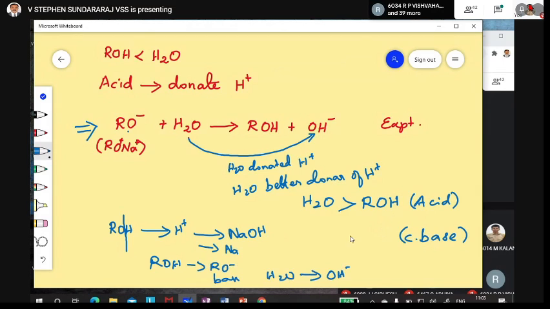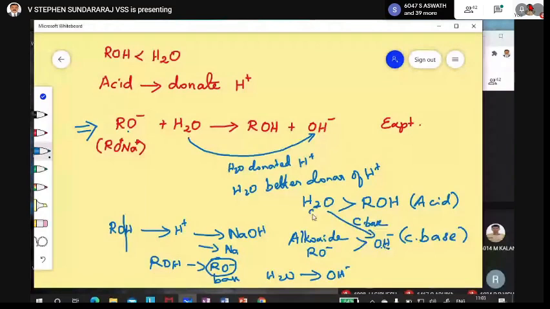Now tell me which base is stronger? Alkoxide, RO minus, on one side, and hydroxide on the other side. Here alkoxide is the stronger base. Remember that. Because water is a stronger acid, its conjugate base will be weaker. If the acid is strong, then the conjugate base will be weak. Remember that. I will apply that.